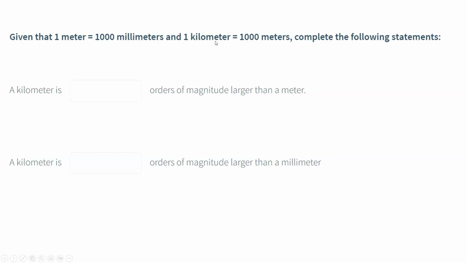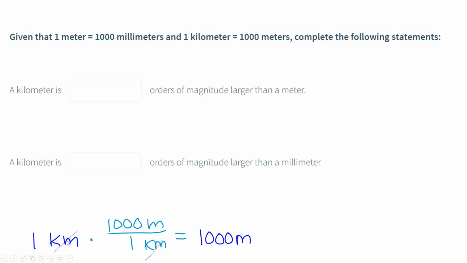Well, the second piece up here says 1 kilometer is 1,000 meters. You could take that idea and do a factor label if you want to, but you could just use the conversion: 1 kilometer, 1,000 meters per 1 kilometer. You have 1,000 meters. That means that 1 kilometer is the same thing as 10 to the 3 meters, which means it would be 3 orders of magnitude larger than a meter.